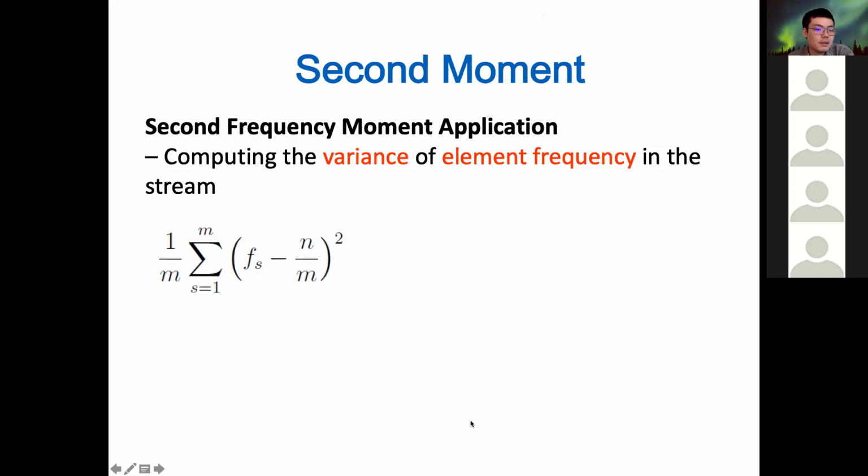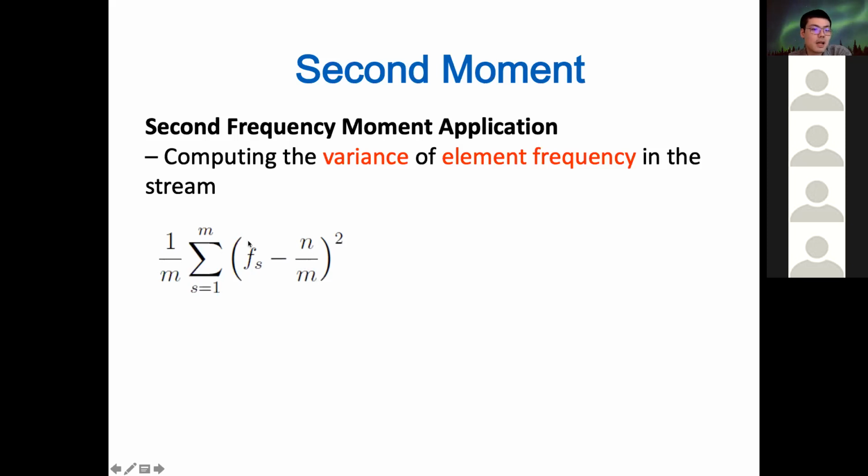Right, so let's continue. Let's see what the variance is. What's the variance of the frequency for the different elements in your string? You can compute it like this. You have altogether m elements, and the total string length is n. So you have m elements, and n over m is on average how many times an element appears. So this is the expectation.